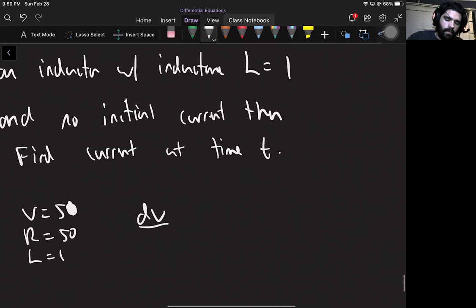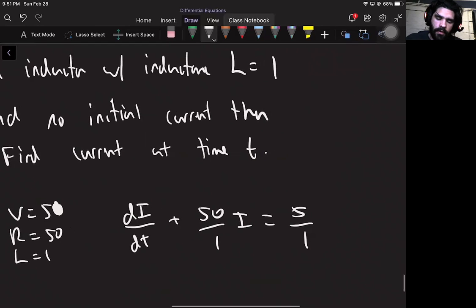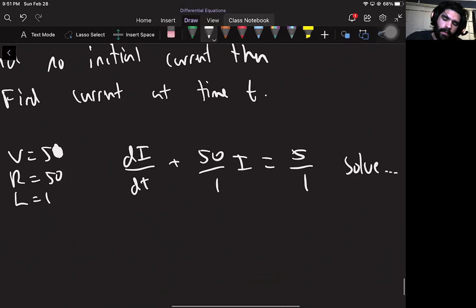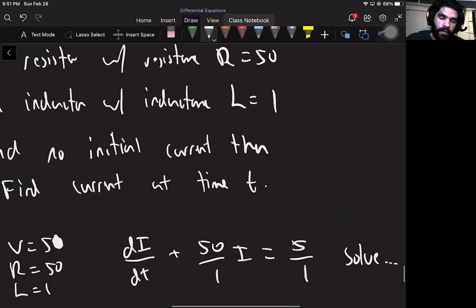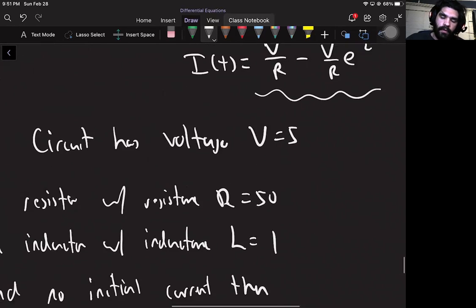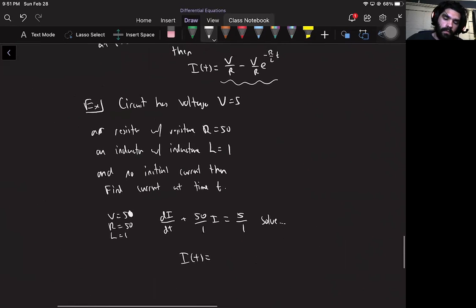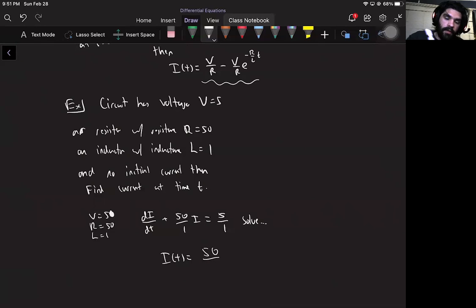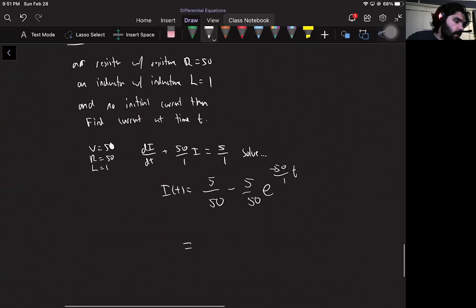So my differential equation, oops, di dt, sorry, all these letters. My differential equation just becomes this. I'm replacing the voltage, the inductance, and the resistance with these numbers, but it's all solved the same way. And you'll just end up with the same equation, but now with these numbers specified. So V is 5 over R is 50, and L is 1, t. So you just get this, which you can simplify if you like: 1/10 minus 1/10 e to the negative 50t.